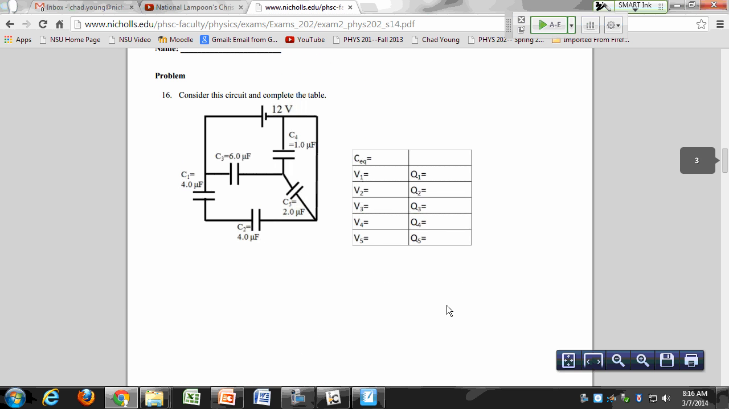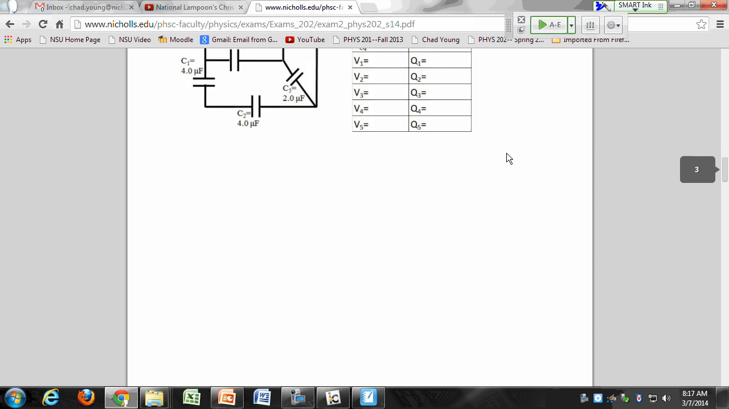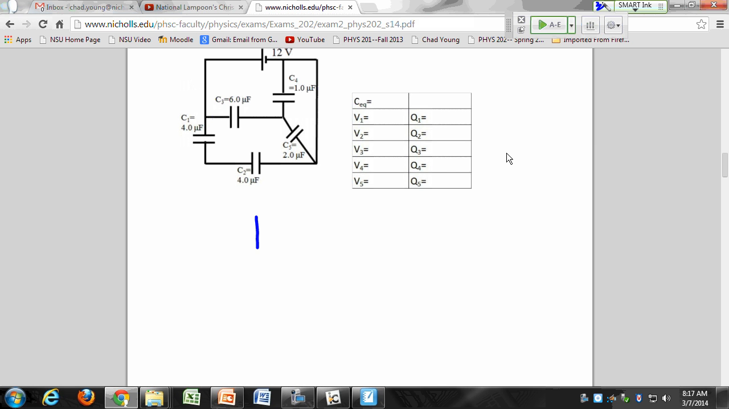So when you redraw this, as I told you in class, I find that it's easier if you start from the positive side of the battery and then think about redrawing it. So I have the battery, and then I come along here, and I have a junction. Let me clear this. So I have a junction that splits into 2 pieces. So right here corresponds to right here. I'll take the top one first. I go to C3, which is equal to 6.